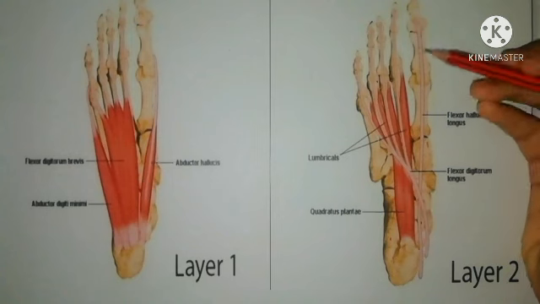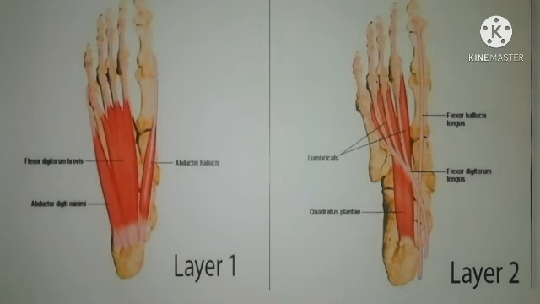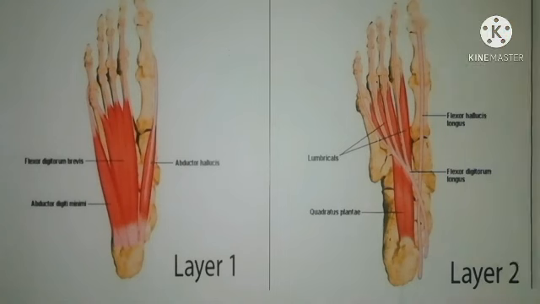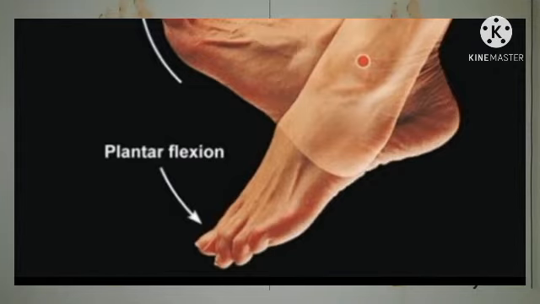Flexor hallucis longus. This is the tendon of flexor hallucis longus. The origin is from lower 3/4 of the posterior surface of the fibula. Insertion is in the great toe. Nerve supply is tibial nerve. Action is plantar flexion of the big toe and plantar flexion of ankle joint.